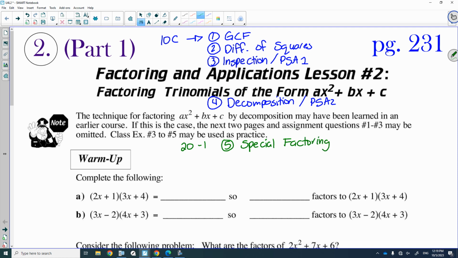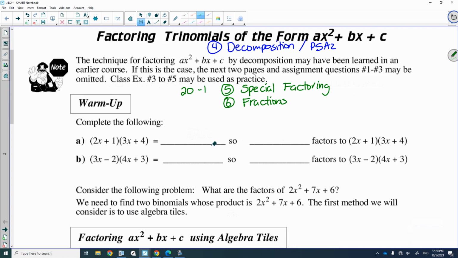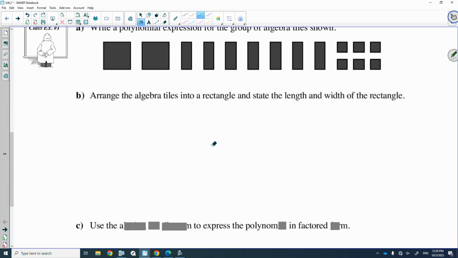and fractions. So this lesson, we're going to do a review of decomp or PSA 2, and then I'll introduce special factoring and how you're going to recognize special factoring, and then I'll review fractions as well in this lesson. Okay, let's review PSA 2.